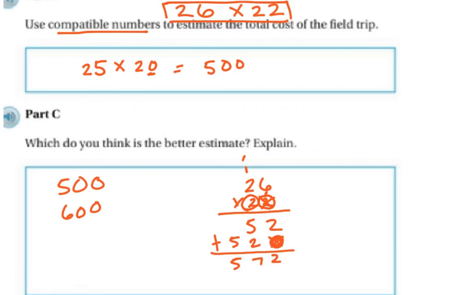So honestly, I personally think the 600 is probably a better guesstimate because it's closer to the answer.